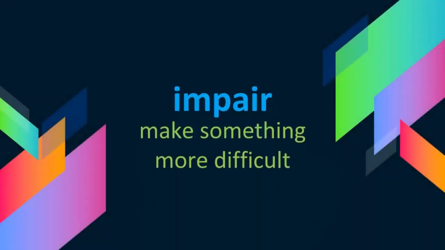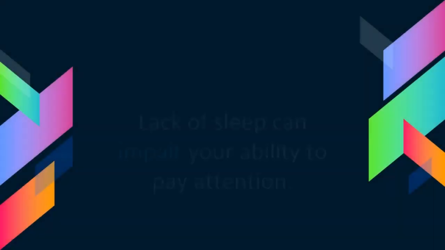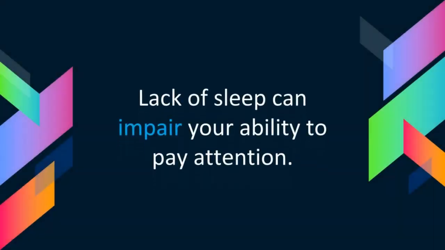Our third verb for this lesson is impair, which means to make something more difficult. Now, you can impair something or something can impair you. We'll look at both examples. Lack of sleep can make it more difficult to pay attention. And now here's the sentence with the advanced verb. Lack of sleep can impair your ability to pay attention.